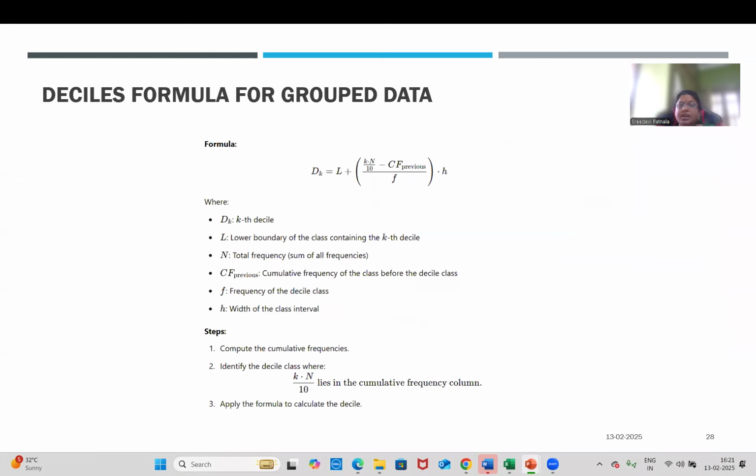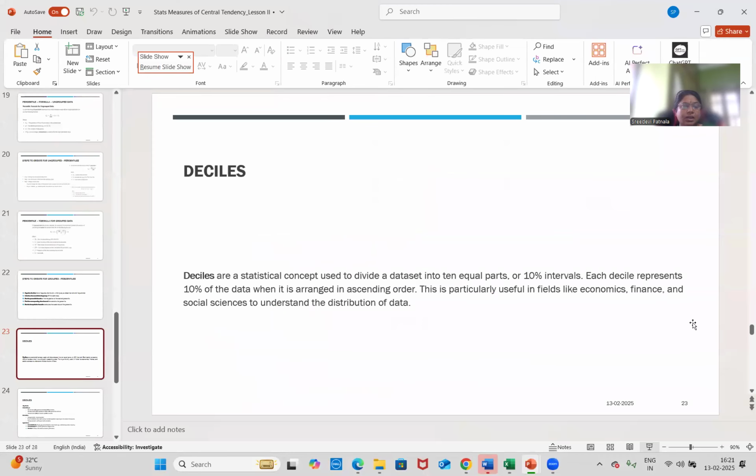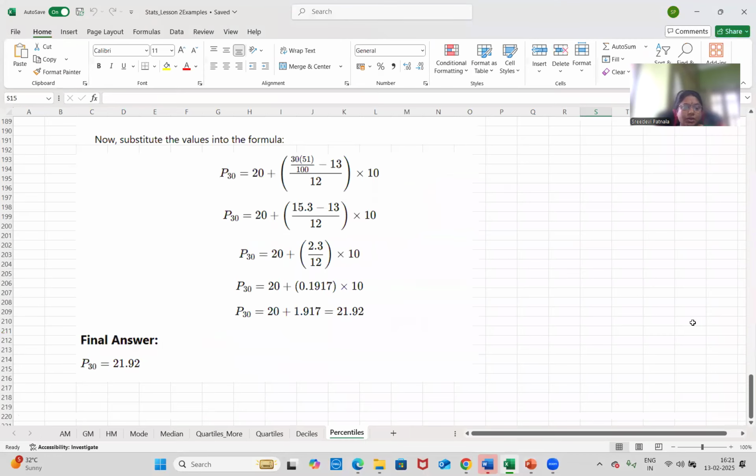For grouped data, again, as with the previous one where you have cumulative frequency, you have to use a similar but different formula. Dk is equal to L plus K into N by 10 minus Cf, the cumulative frequency of the previous class, divided by small f into H. H is your class width and f is the frequency of the decile class. Okay, let's go with the example now.